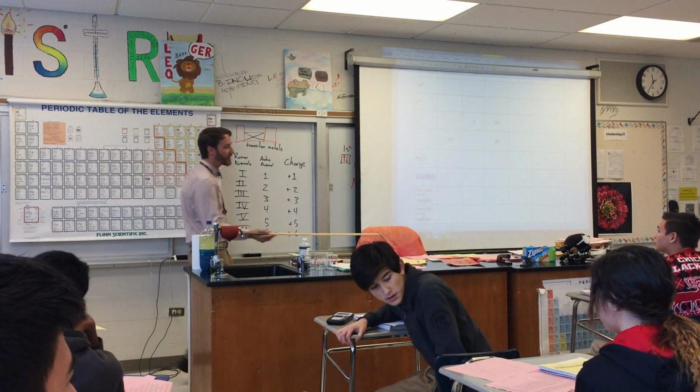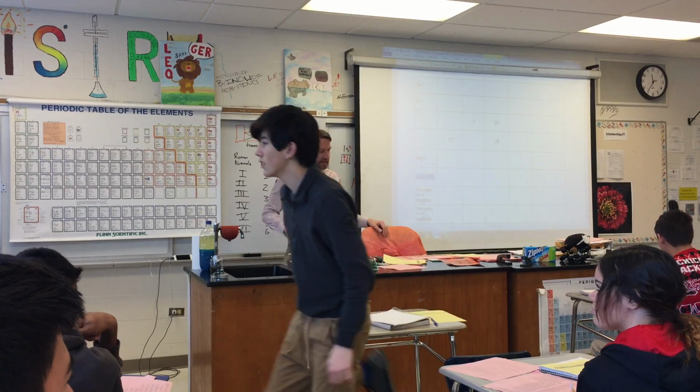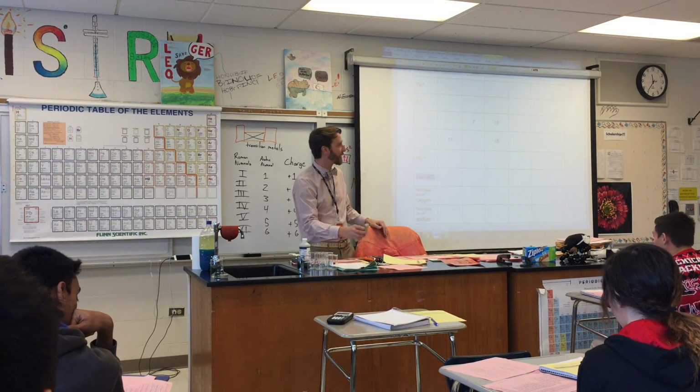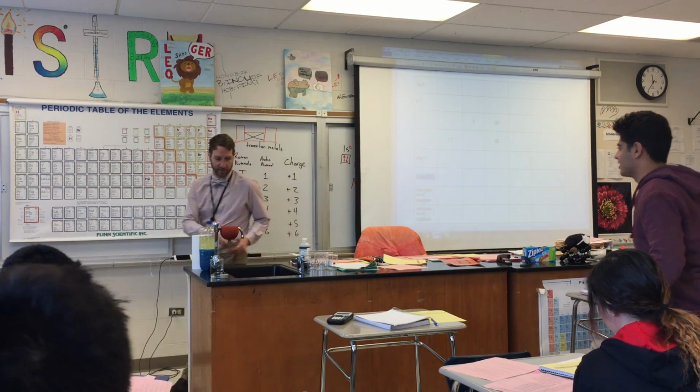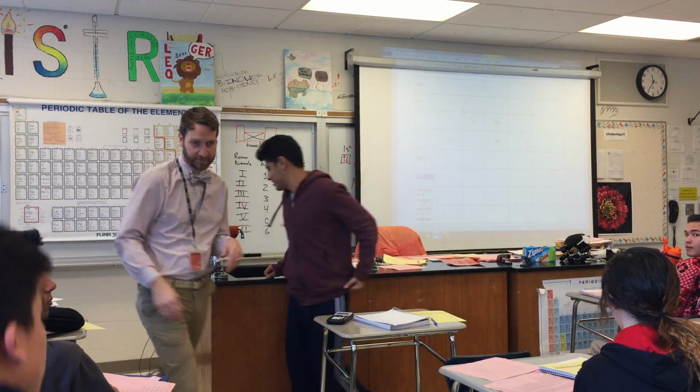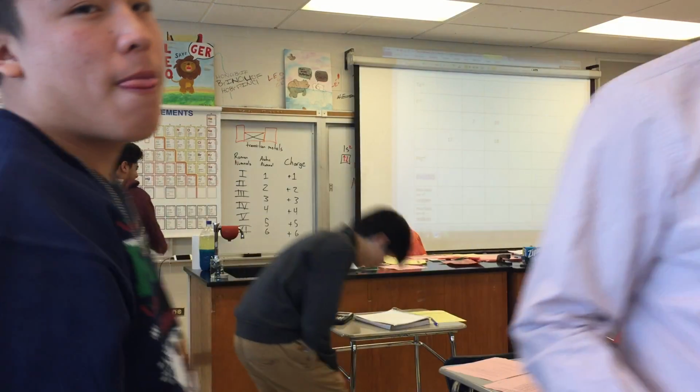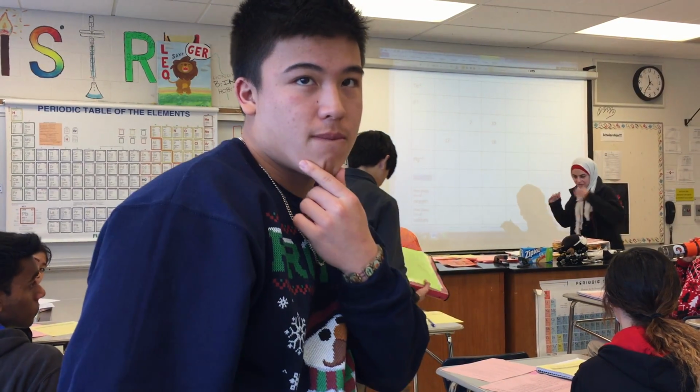The most likely ion of nitrogen is -3. Okay, so as you guys are finishing this up and taking a quick break, I'm going to look up the etymology of Arabic numerals. The most likely ion of oxygen is -2, right?